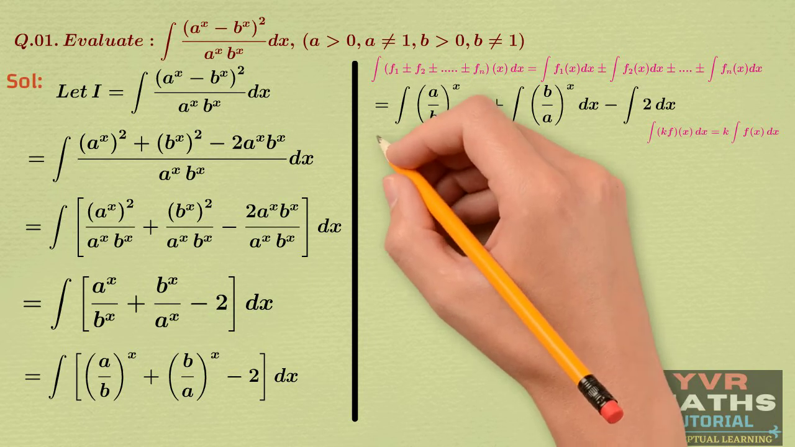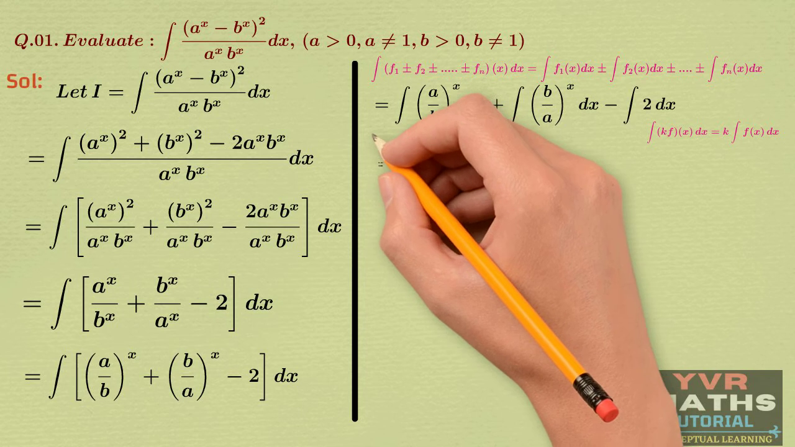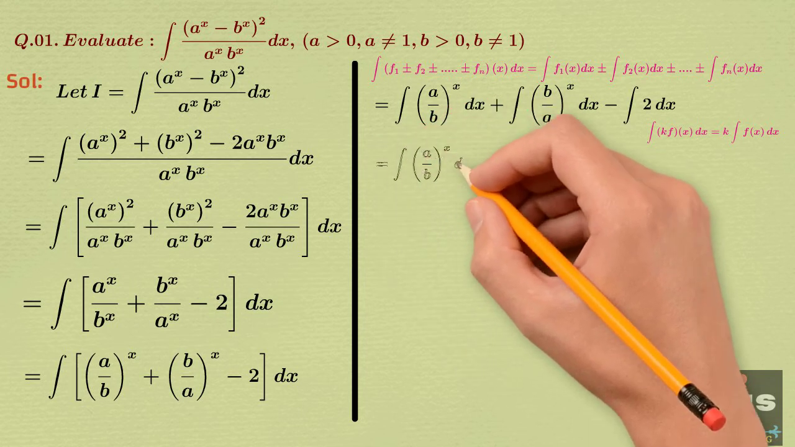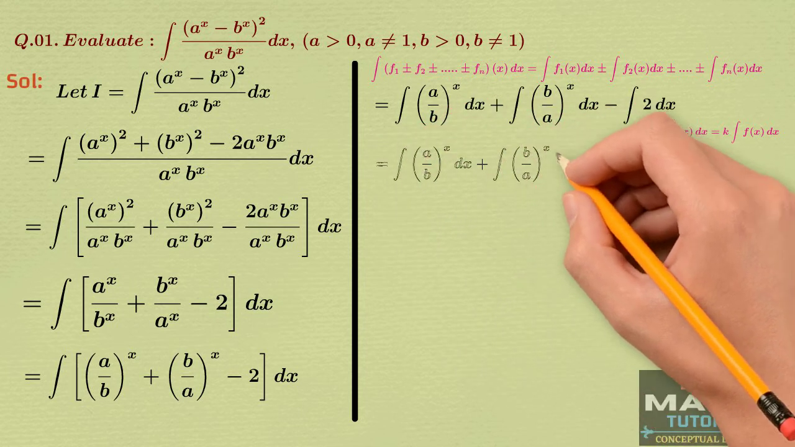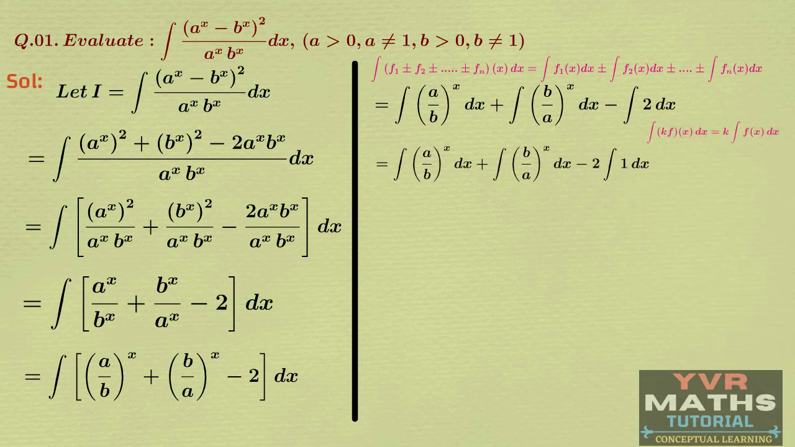So by using this property, the next step is integral (a/b)^x dx plus (b/a)^x dx minus 2 is constant, integral 1 dx. That means the first term and second term are as it is, and in the third term I applied the property. Now what is the integration of the first function?